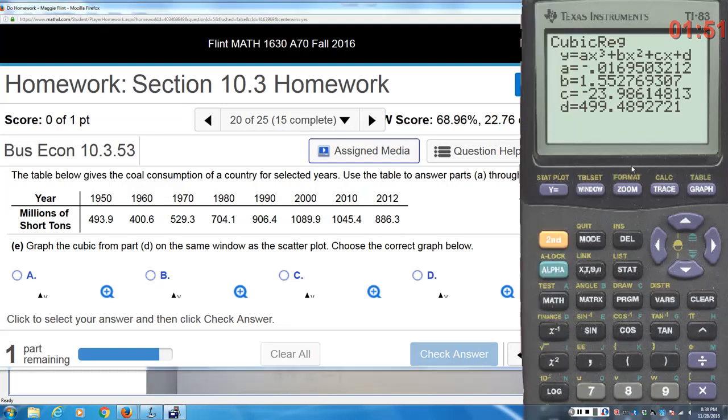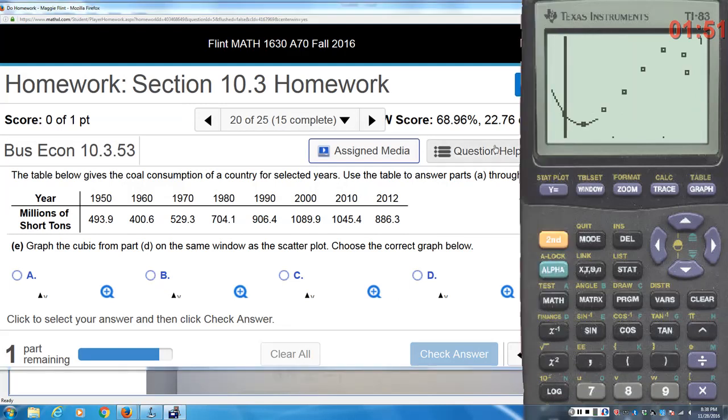So we need to see what that looks like, so we're going to hit the graph again. Now look how much better that fits. Okay? Now, if you didn't put the comma y1 at the end of it, then it won't graph it? It won't, no, it'll graph it, but you have to type the equation in for it instead of it doing it for you.